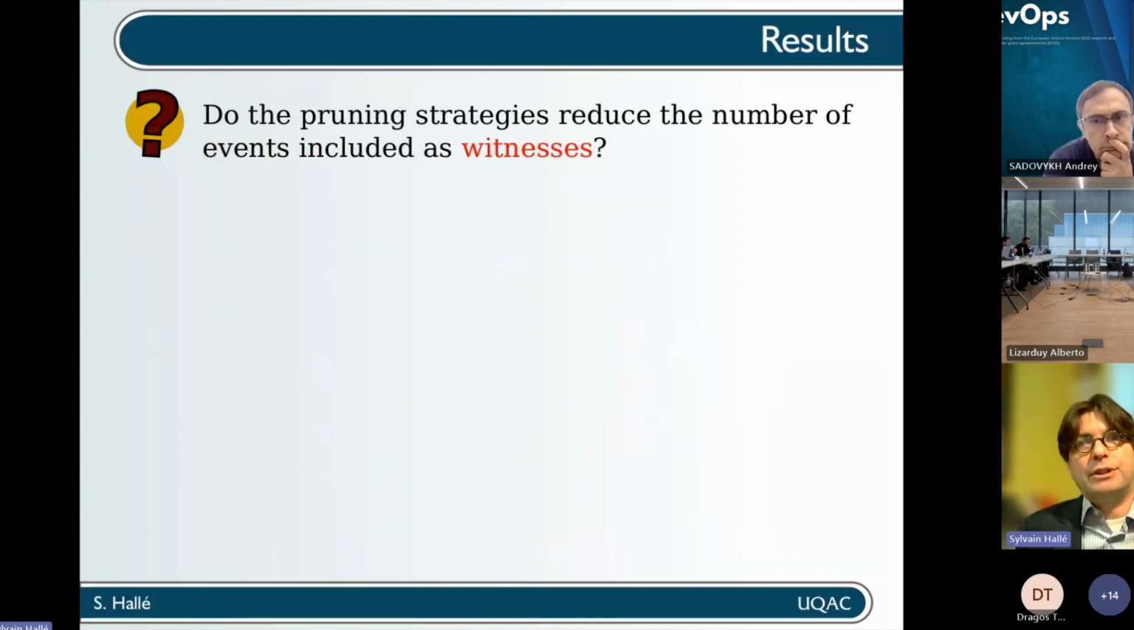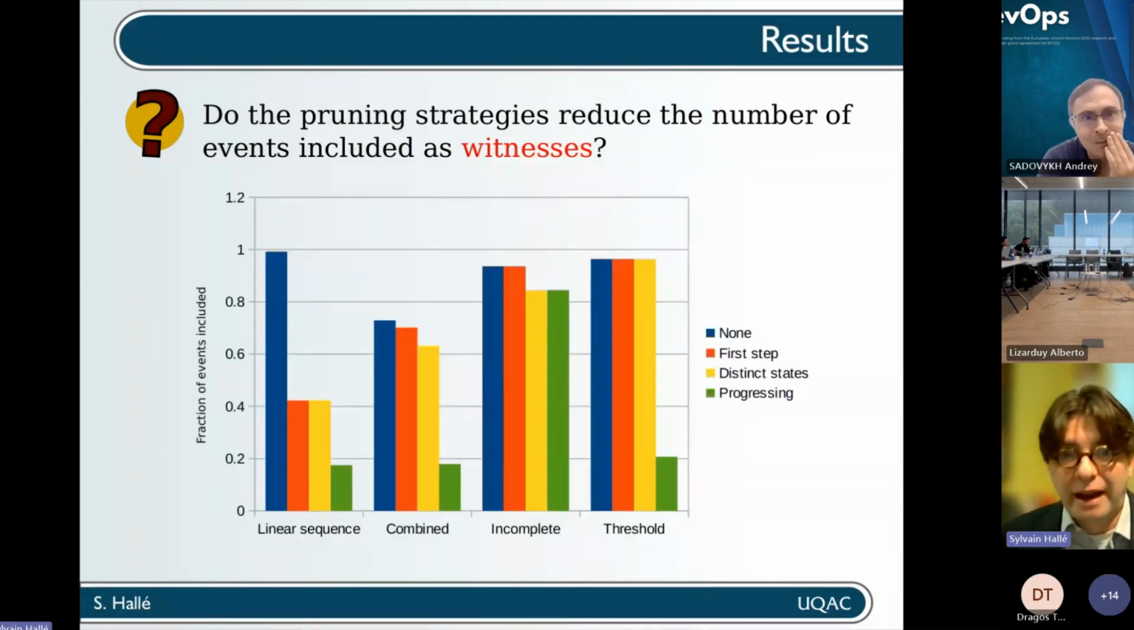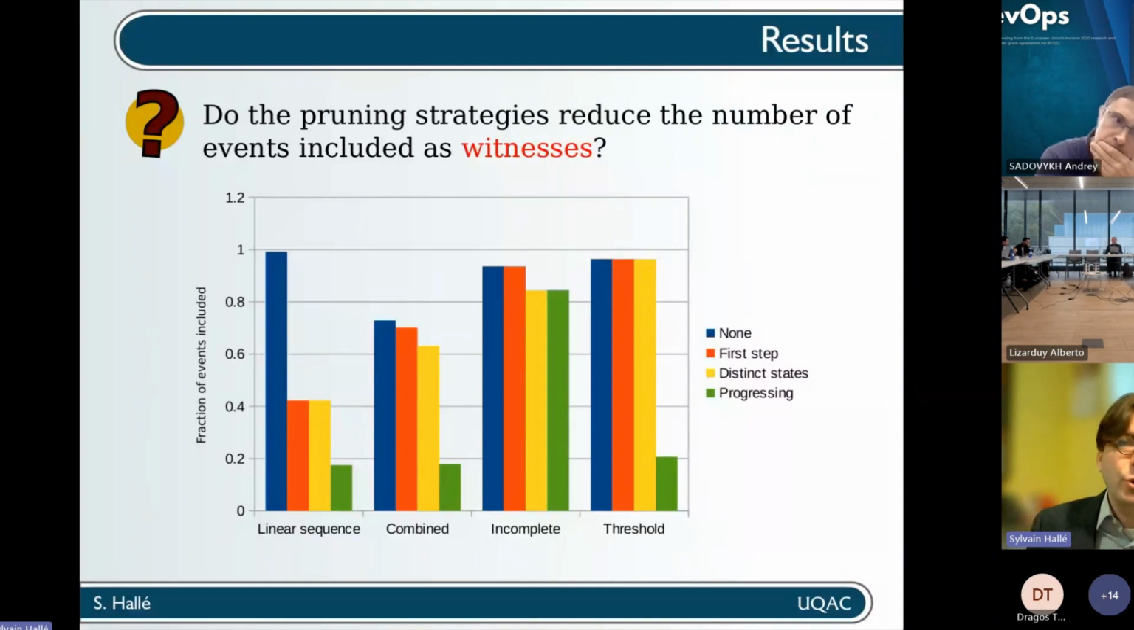The second question is, do the pruning strategies reduce the number of events included as witnesses? So when there's a match, does it reduce the number of things I include in my match? So here you have a graph that shows again the same trend, that as you apply further and further pruning strategies, you reduce the fraction of the log that you include as your witnesses. And it can go from close to 100% in some cases to under 20%.